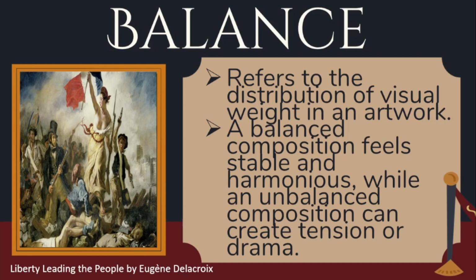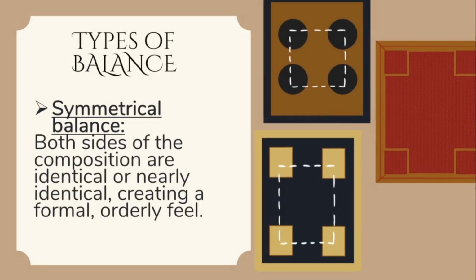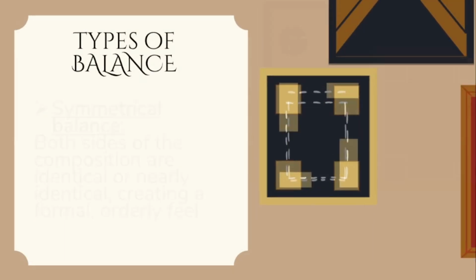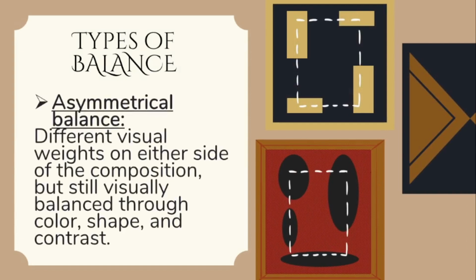Example, Liberty Leading the People by Eugène Delacroix. The central figure of Liberty is strategically placed to create balance, while the chaotic battle scene surrounding her adds movement and drama. Types of balance. Symmetrical balance. Both sides of the composition are identical or nearly identical, creating a formal, orderly feel. Asymmetrical balance. Different visual weights on either side of the composition, but still visually balanced through color, shape, and contrast.